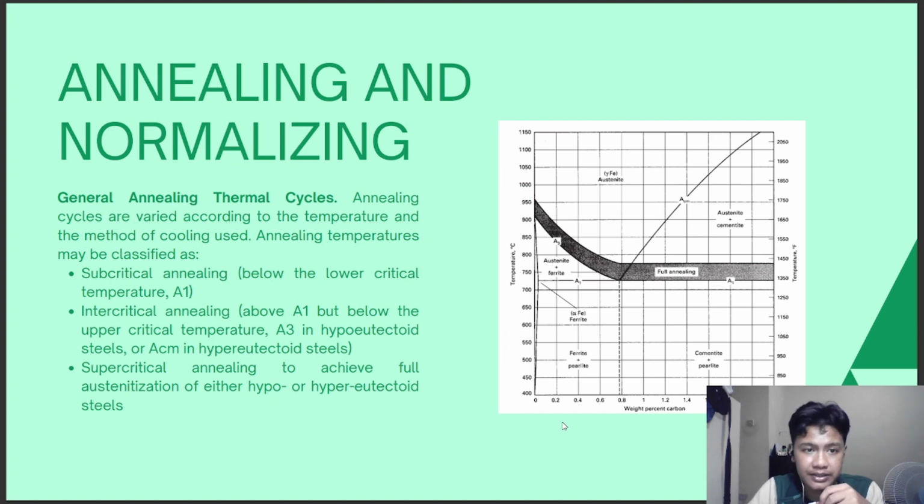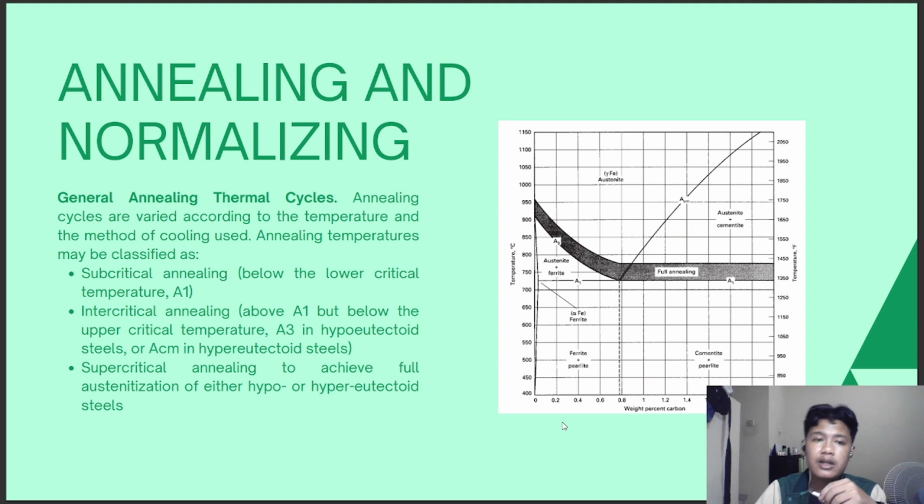Okay, the next topic is annealing and normalizing. General annealing thermal cycle. Annealing cycles are varied according to the temperature and the method of cooling used. Annealing temperatures may be classified as subcritical annealing, intercritical annealing, and supercritical annealing. Supercritical annealing is used to achieve full austenitization of either hypo- or hypereutectoid steel.